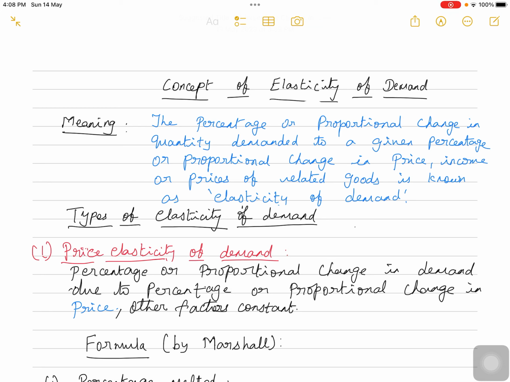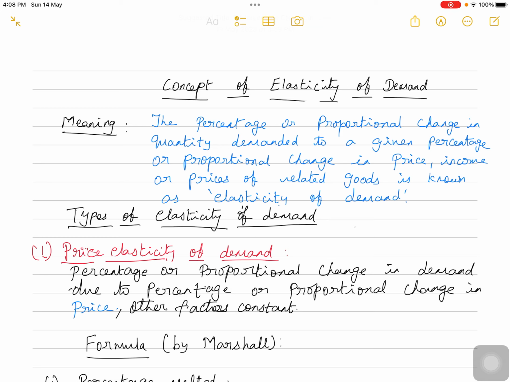But the law of demand does not say anything about how much the demand is changing because of a certain percentage change in the price of a commodity, or the income of the consumer, or the prices of substitute goods. Because every commodity or service is not the same. It varies from person to person, from time to time, and from place to place also.